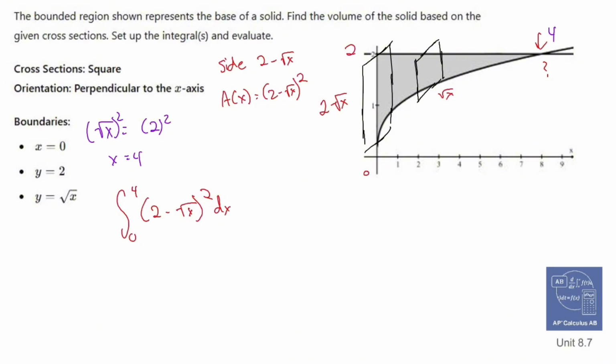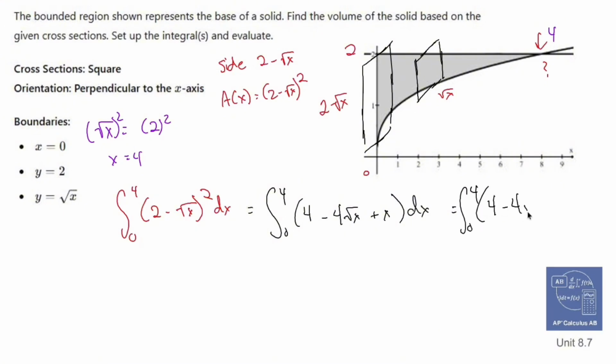Now, before I even consider integrating, I want to FOIL that out. I want to use a perfect square trinomial and clean that up. So that's going to look like 4 minus 4 root x plus x. Oh, this is going to be terrible. This is going to be so bad. Let's rewrite this out between 0 and 4: 4 minus 4x to the 1/2 plus x dx, and wish me luck.